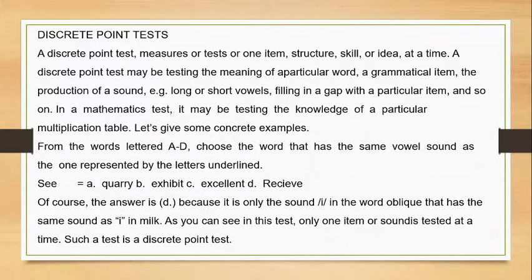Let's give some examples. For the letters A to D, choose the word that has the same vowel sound as the one represented in C. Look at the different options: query, exhibit, excellent, and receive. Of course, the answer is D, because the E sound in C and the E sound in receive are the same.